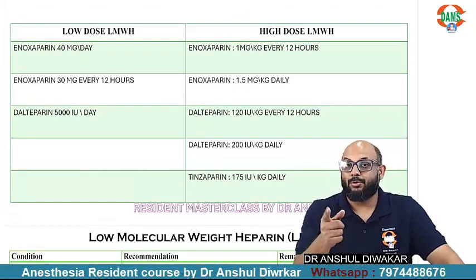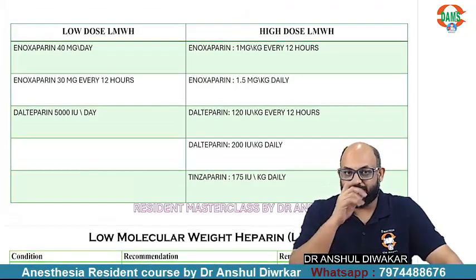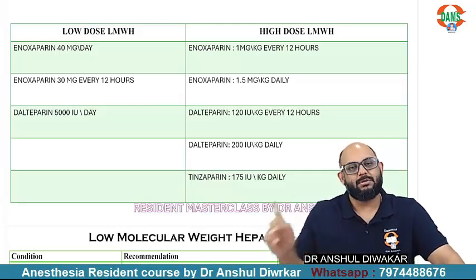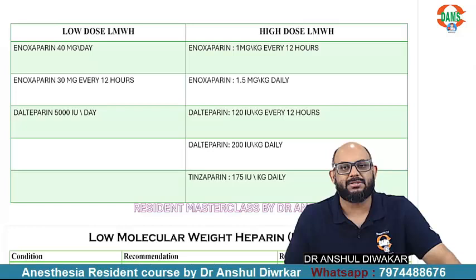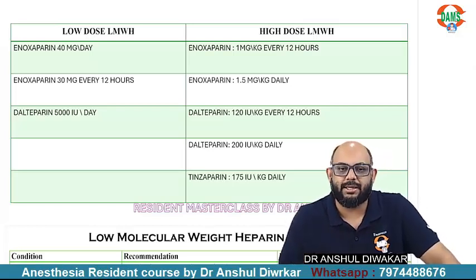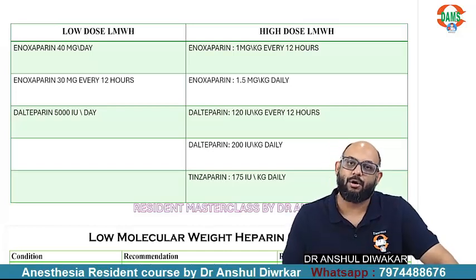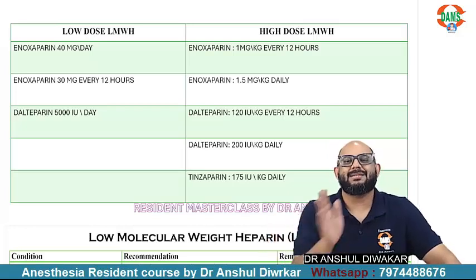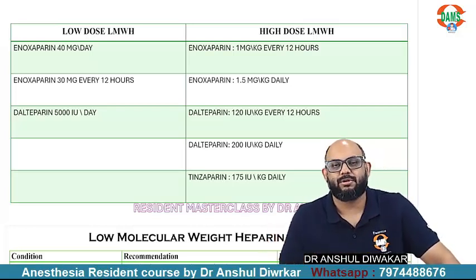So I told you low dose, high dose, that is the new definition in ASRA. But what is low dose and high dose? You should have an idea, because in your pregnant females, in patients where orthopedic surgery is done, this is what is going to be used. So low dose is enoxaparin 40 milligrams per day or enoxaparin 30 milligram BD. Dalteparin 5000 international unit per day.